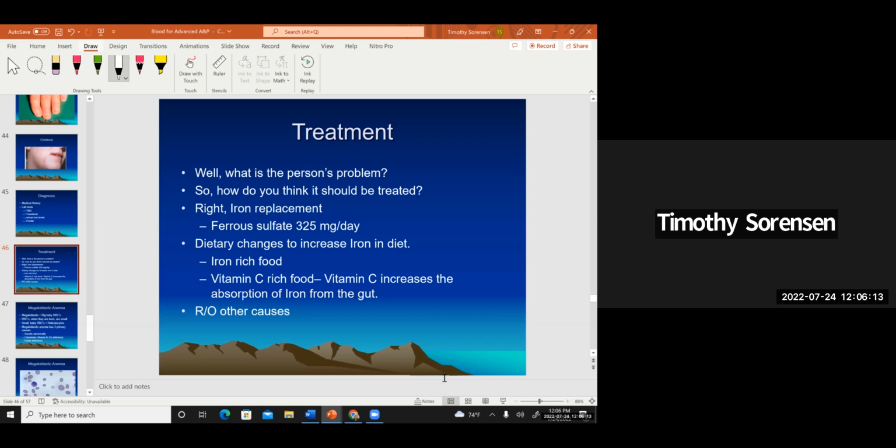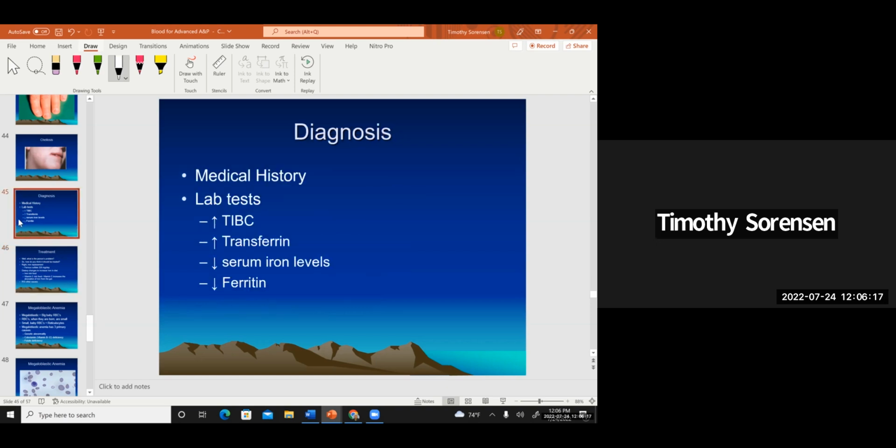And they love in clinical talking to you about those labs. So the total iron binding capacity, you should understand, transferrin, right? The serum iron levels, the free floating iron, and then the ferritin, and how that works. All right, so I hope that helped.